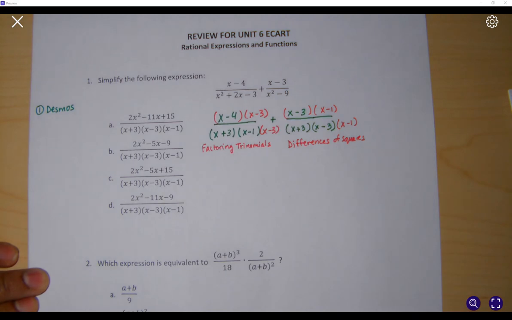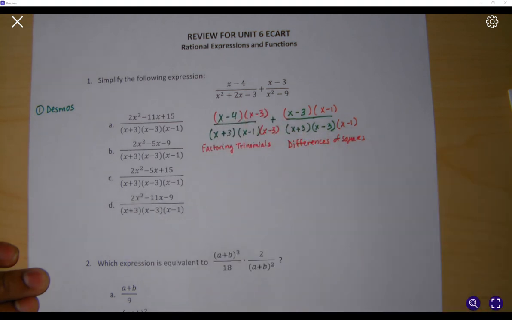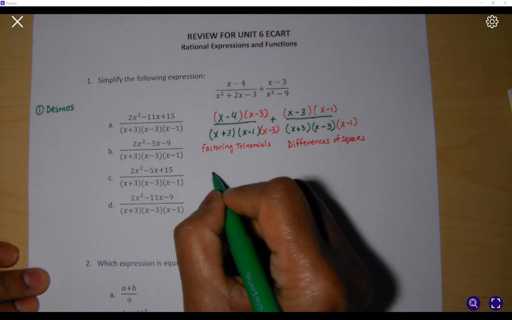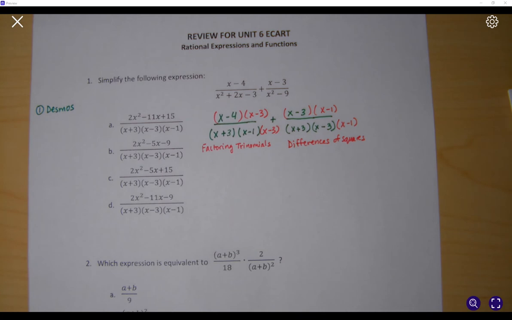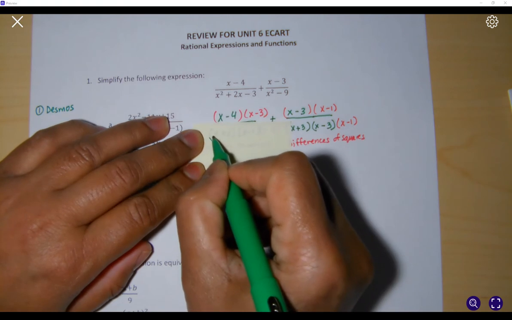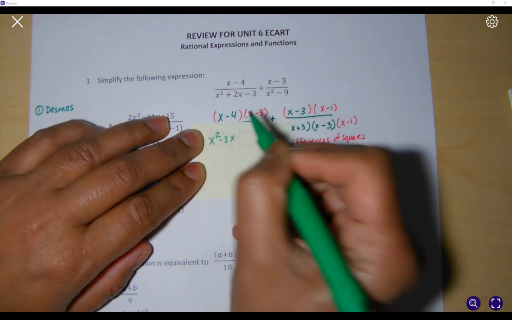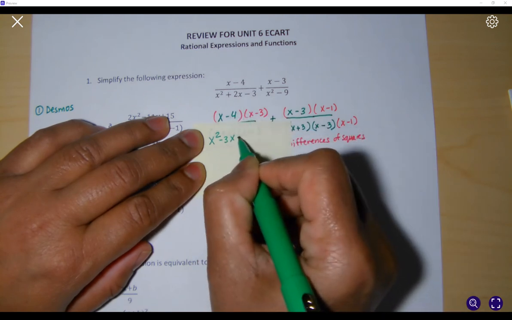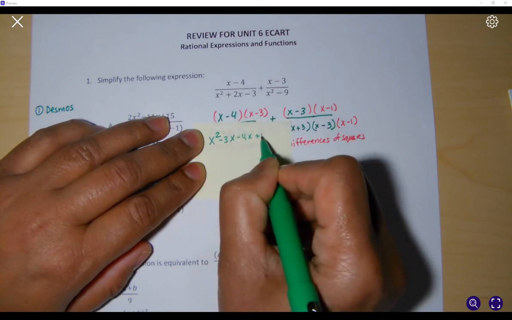Okay, so now we need to simplify. We need to multiply the numerators here. So we're going to multiply it by foiling it out. Just to save some space here, let me do the foiling part on a sticky note so that I can remove it. So when we're foiling this part, you do x times x, which is x squared, and then x times -3, which is -3x. And then you have -4 times x, which is -4x, and then -4 times -3 is +12.